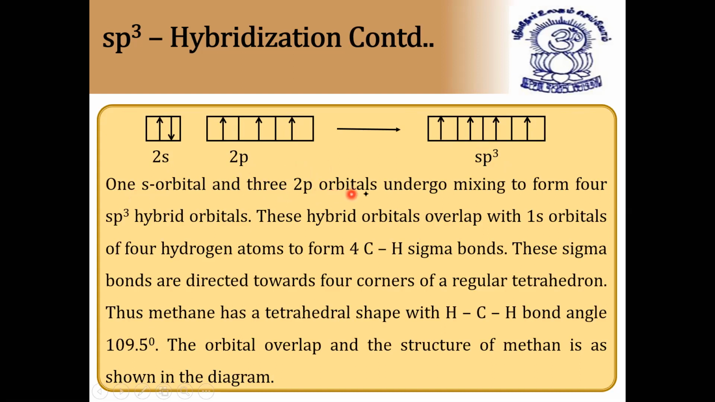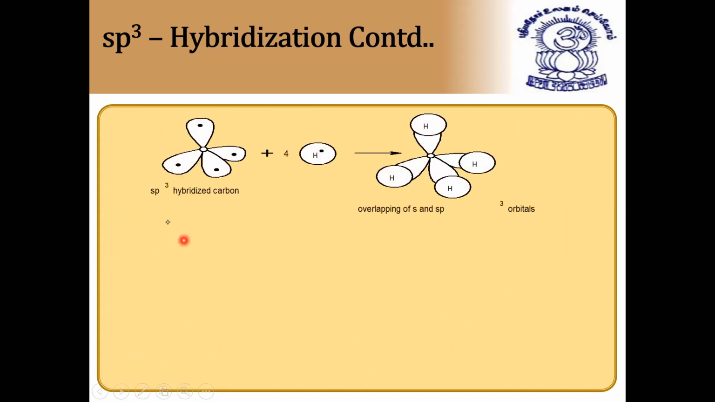One s orbital and three 2p orbitals undergo mixing to form four sp3 hybrid orbitals. These hybrid orbitals overlap with the s orbitals of four hydrogen atoms to form four C-H sigma bonds. These sigma bonds are directed towards four corners of a regular tetrahedron. The shape is tetrahedral. Thus, methane has a tetrahedral shape with an HCH bond angle of 109.5 degrees. The orbital overlap and structure of methane is as shown in the diagram.